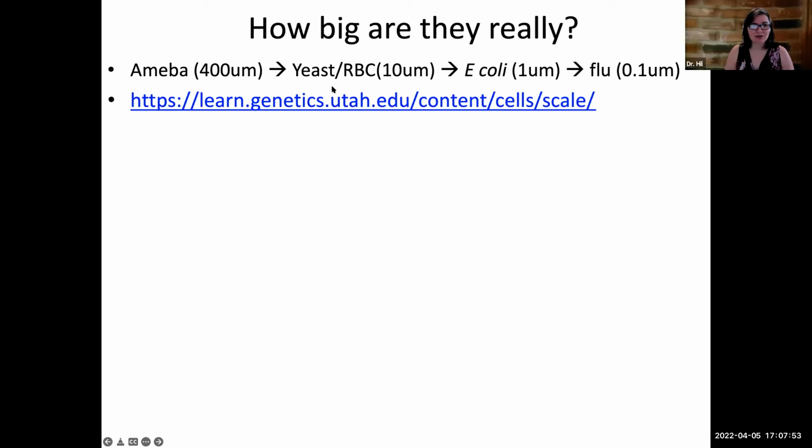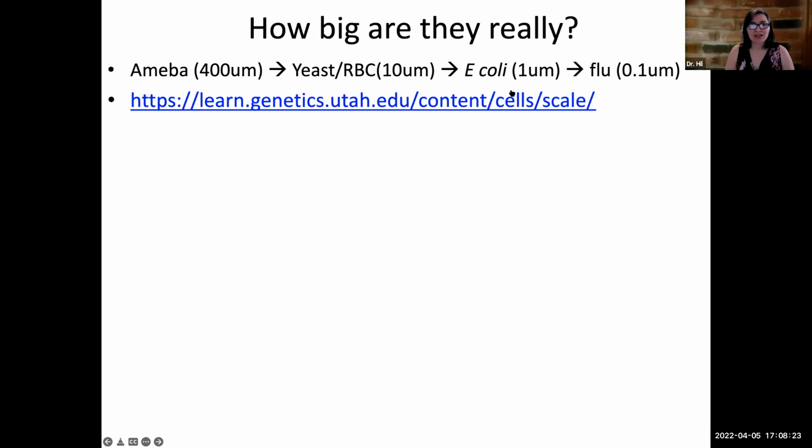Much smaller on the other side of the eukaryotic spectrum in size are red blood cells. Human red blood cells are the smallest human cells, and yeast cells. So yeast are a single-celled fungus. They're in kingdom fungi, they're eukaryotic, but they are single-celled rather than the multi-celled mushrooms that you see in the forest. And these yeasts are quite small as well. They're around 10 micrometers, so 100 times smaller than a millimeter.